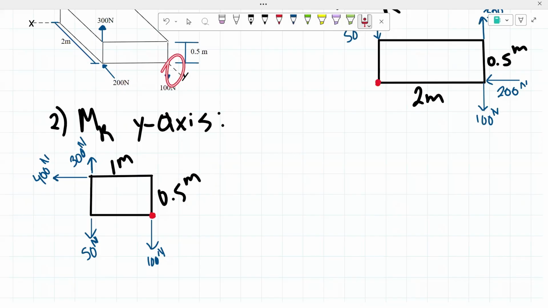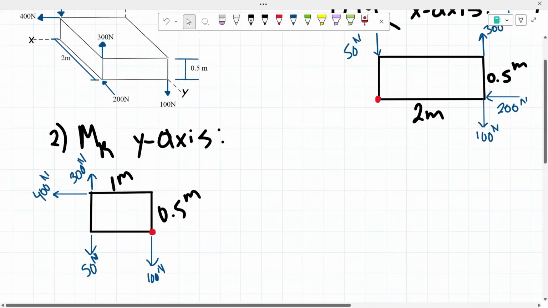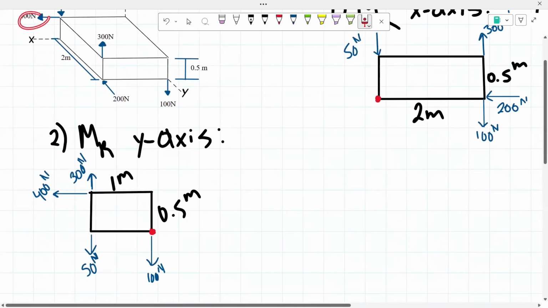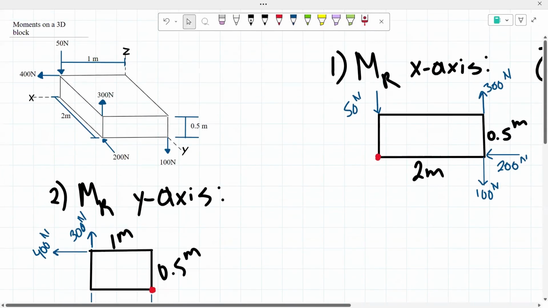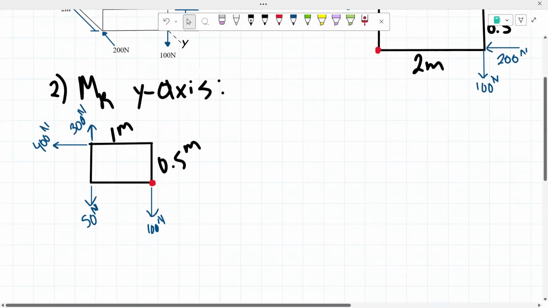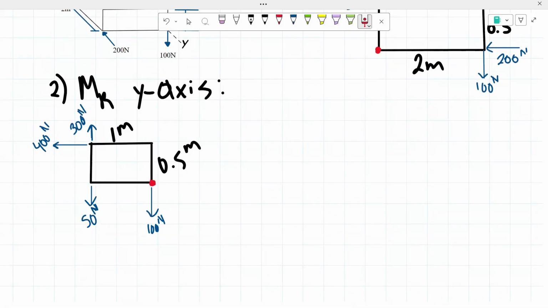We have that 100 newtons coming down from that point right there that lies on the y-axis. We have this 300 newtons going upwards from that corner. We also have the 400 newtons going to the left from that corner right here. Now, I decided to draw this 50 newtons down at this corner. You could have also just drawn it up here coming like this.